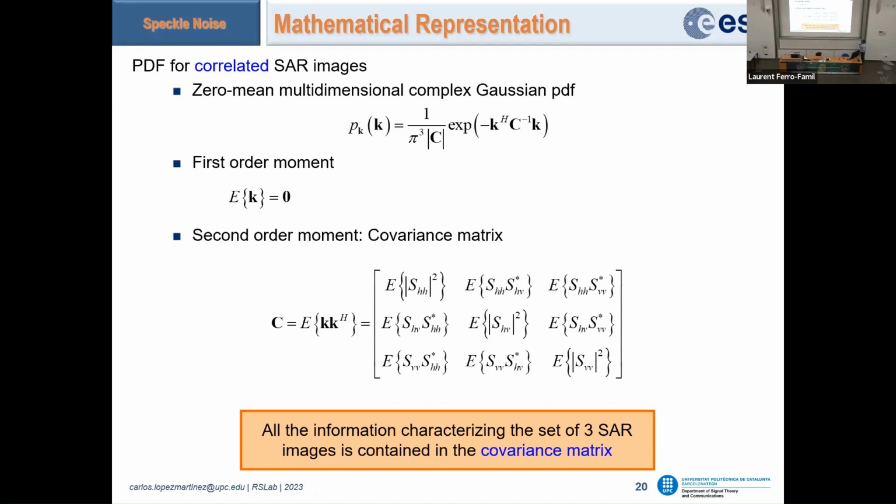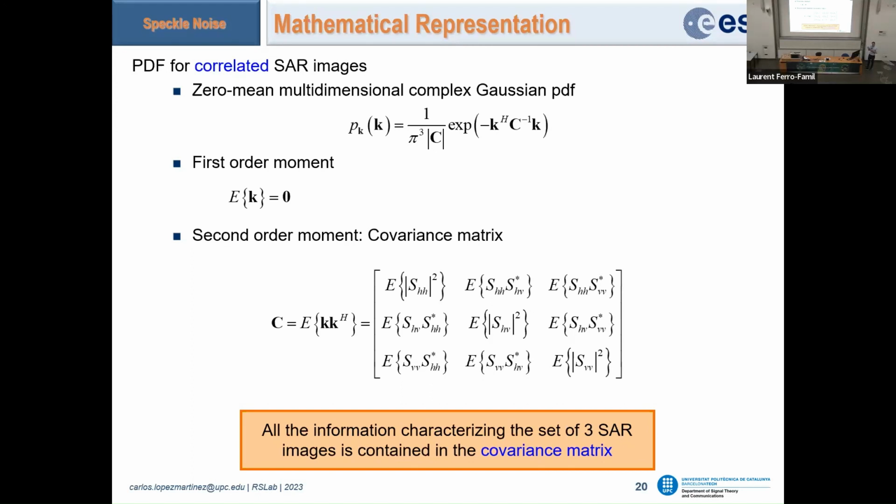Okay, so this is our distribution of the multidimensional SAR data. Just for you to know, in this case, we are considering 3 SAR images, HH, HV, VV, but this is exactly the same for interferometry. You have 2 images, S1, S2, and you calculate the correlation. It would be the same for multitemporal. You have 125 images, so you will have a 125 times 125 covariance matrix.